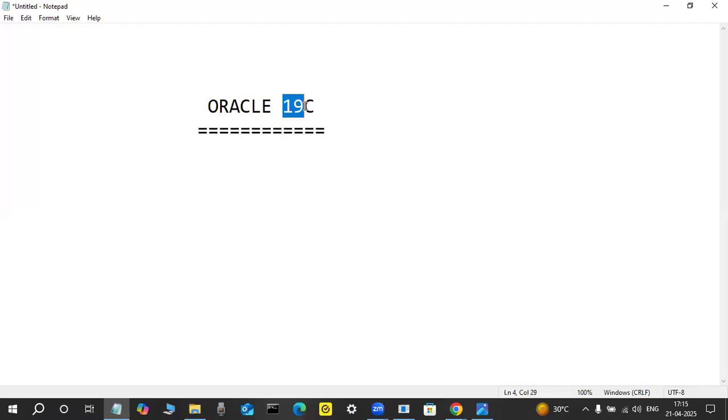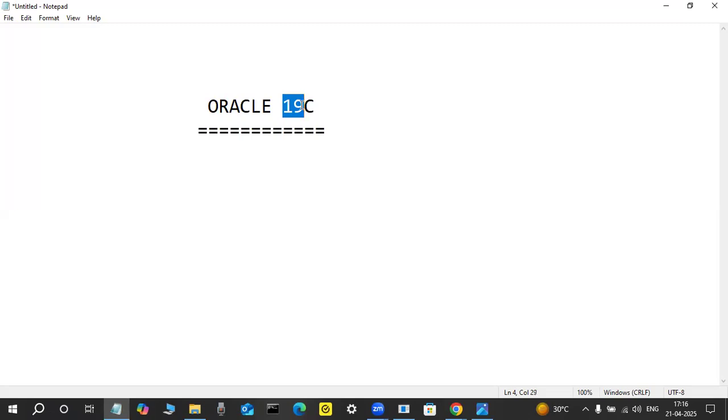From 1978 onwards, Oracle released so many versions. Oracle 1.0, 2.0, 3.0, 4.0, 5.0, 5.1, 6.0, 6.1, 7.0, 7.1, 7.2, 7.3, 8.0, 8.1.5, 8.1.6, 8.1.7. These three versions combined are also called 8i. Next version is 9i. Next version is 10G. Next versions are 11G, 12C, 18C, 19C, 21C, 23C. These are the versions.